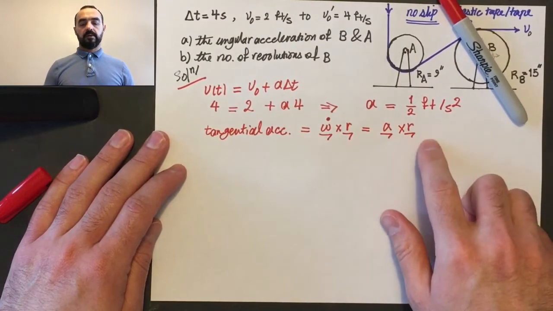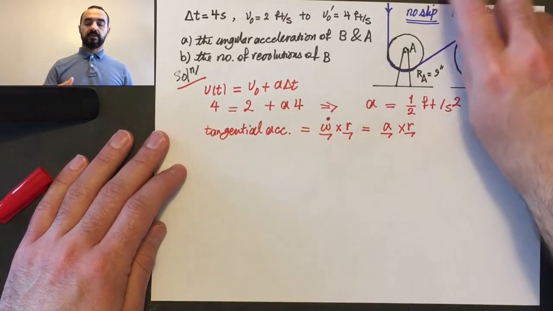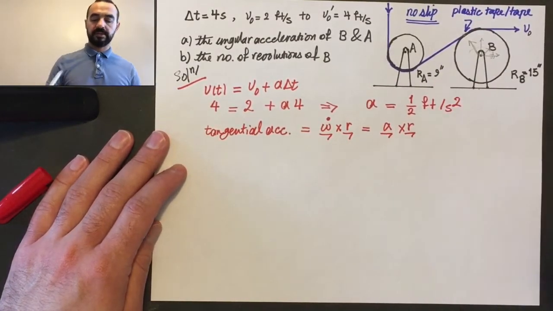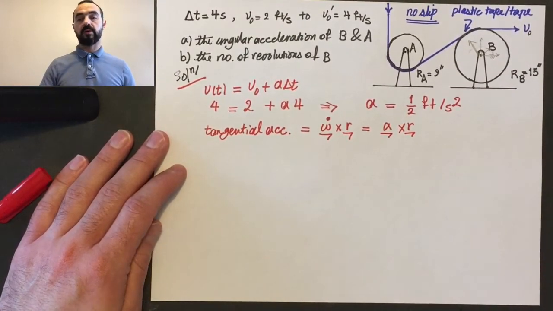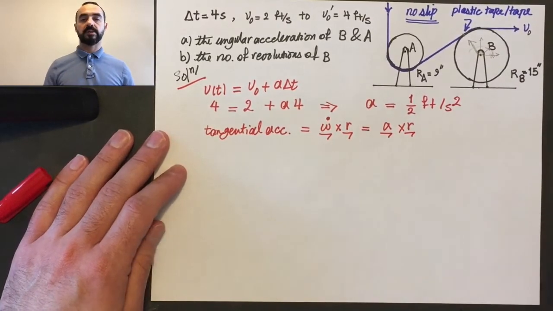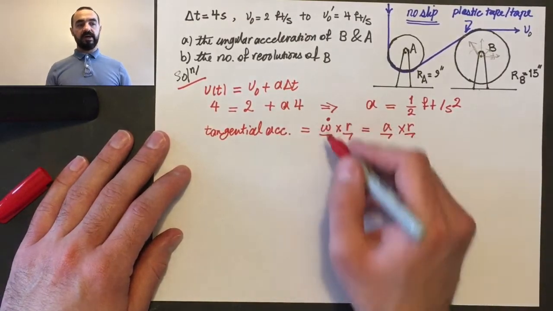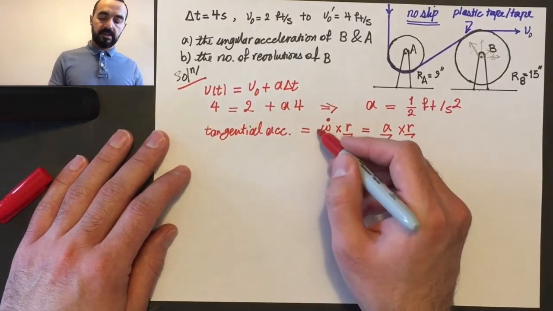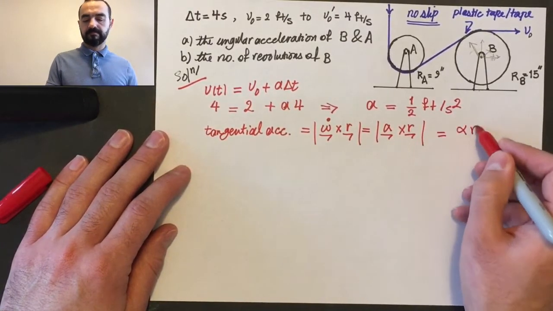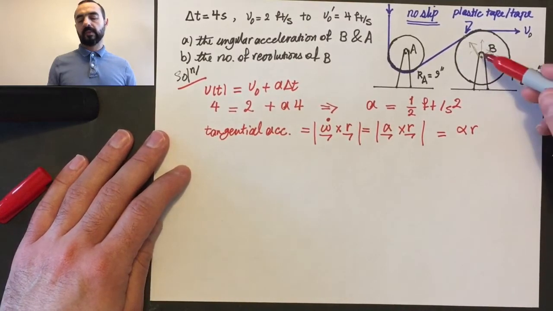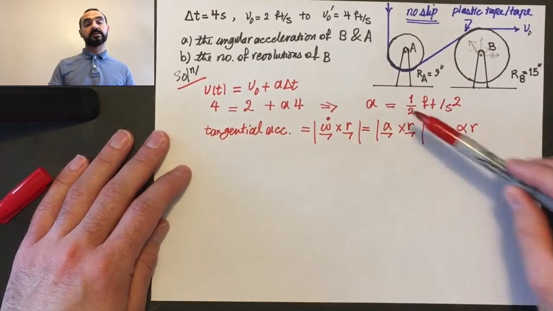Now, for alpha cross r, the angle between alpha and r is 90 degrees, and sine 90 is equal to 1, so the magnitude of this component is alpha r. And r is the radius of wheel B, or it could be the radius of wheel A.